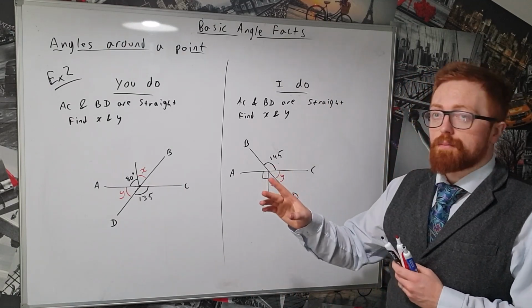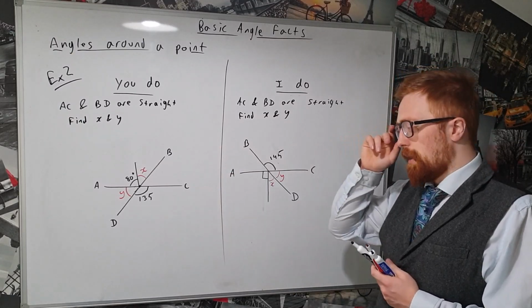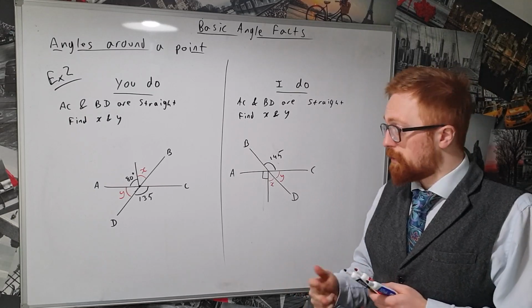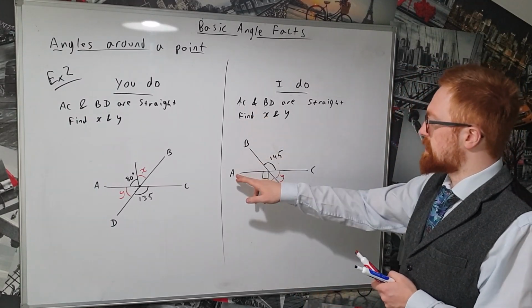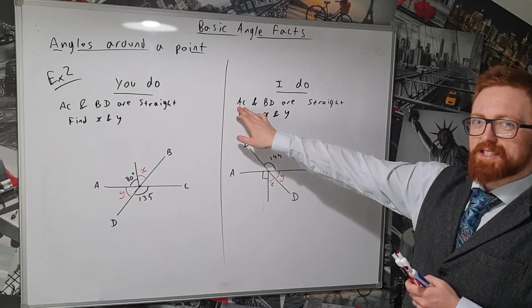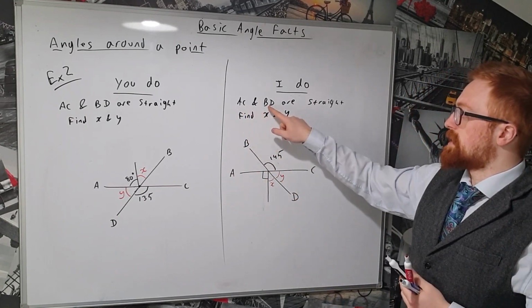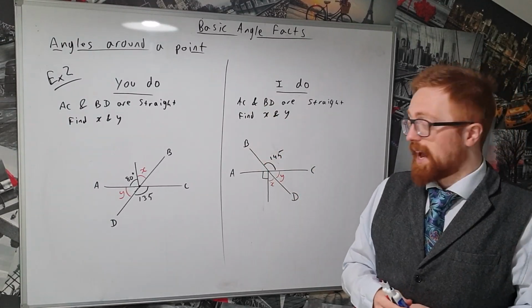So in this example, we're going to be using all of the facts that we went through on our previous examples. We're going to use vertically opposite, angles around a point, and angles on a straight line. So here we're told that AC, so whenever you're given two letters next to each other, that's the line connecting those 2 points. So AC and BD are straight lines. So we need to find X and Y.